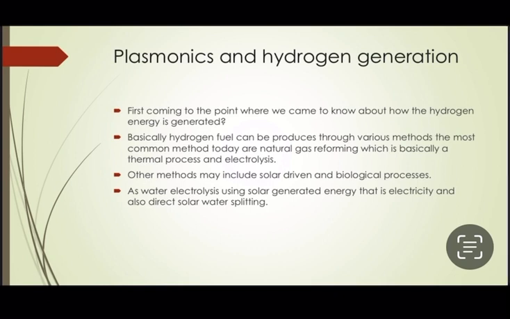The main topic of the presentation is now arising, that is plasmonics and hydrogen generation. First, we come to know how hydrogen energy is generated. Basically, hydrogen fuel can be produced through various methods. The most common methods today are natural gas reforming, which is a thermal process, and electrolysis. Other methods include solar-driven and biological processes, such as water electrolysis using solar-generated electricity, and also direct solar water splitting.